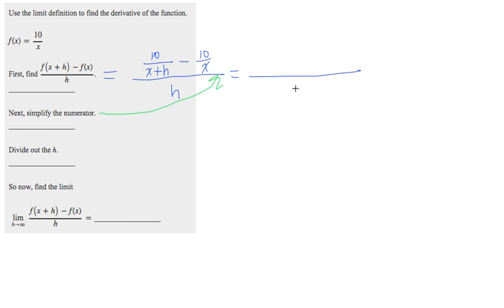So if we do that method, we need to get a common denominator. The lowest common denominator between x plus h and x is their product. So we're going to have to multiply the first fraction by x over x. I'm going to go ahead and add some parentheses there just to be on the safe side. Minus the second fraction, I'm recopying, times the other denominator over itself, x plus h over x plus h. And then we will simplify.